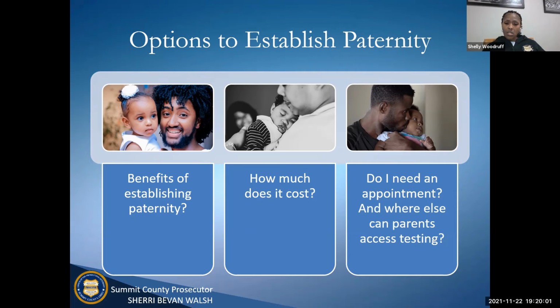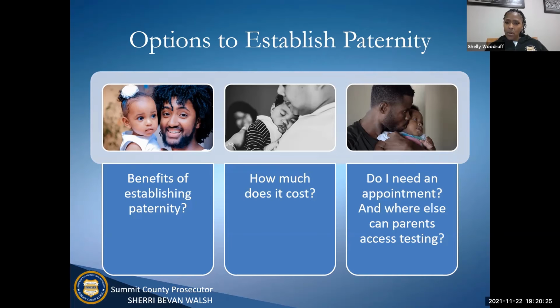How much does it cost to establish paternity? In the state of Ohio, it's totally free for us to establish paternity. That's the DNA test. We will establish paternity, we will have an administrative order issued, and then we will file that for the parties with Central Paternity Registry to produce a birth certificate with both parents' names on it. And that's no cost to either parent.